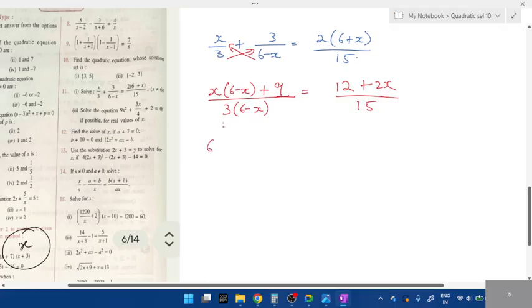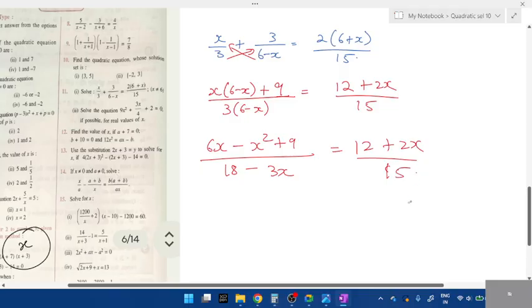See here. 6, if you open the bracket, 6x minus x square plus 9. 3 6 are 18 minus 3x is equal to 12 plus 2x divided by 15. Now cross multiply. Even while cross multiplying, see, it hardly took 5 to 10 seconds. That's it. So the problem is you're skipping this part and you're trying to do the next part.